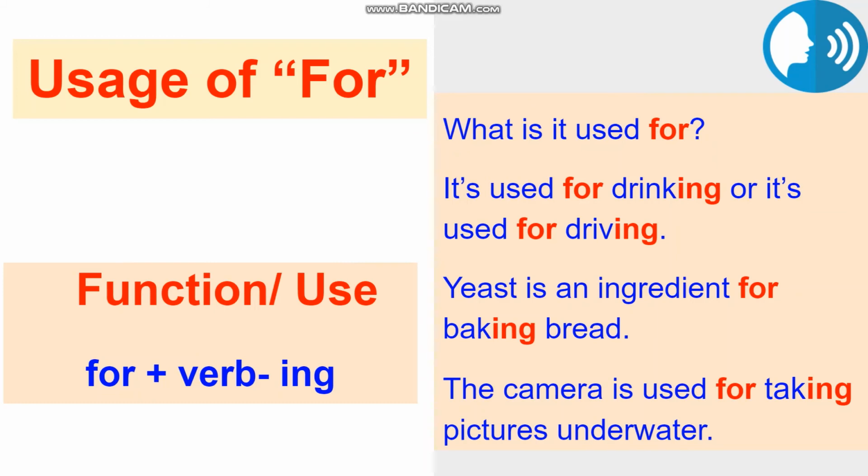Moving on, the yeast is an ingredient for baking bread. The camera is used for taking pictures underwater.